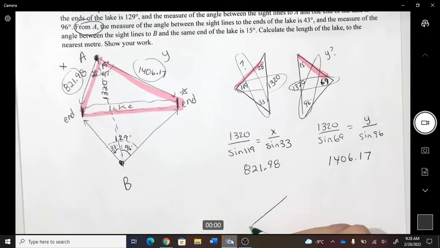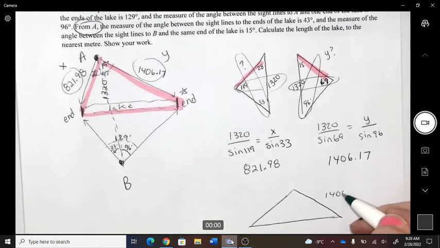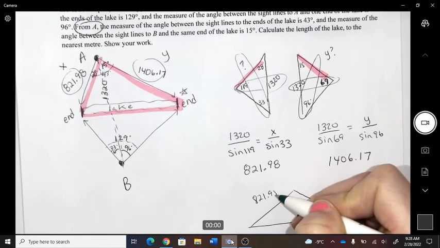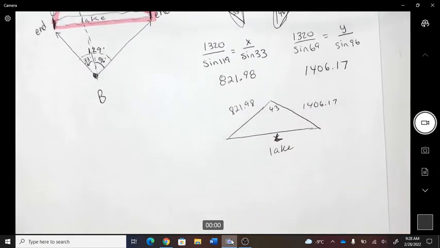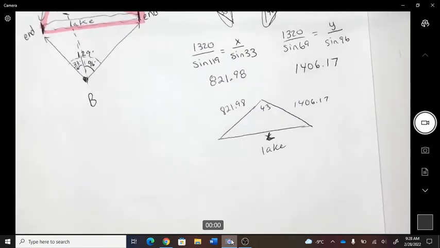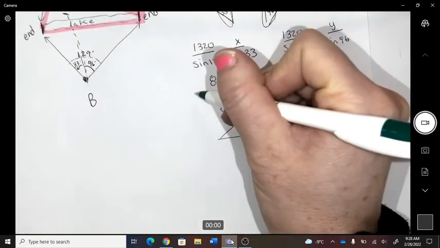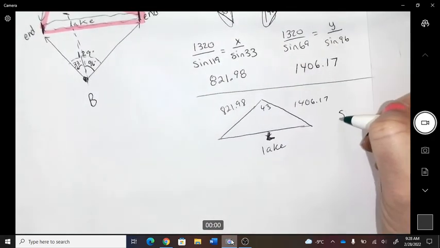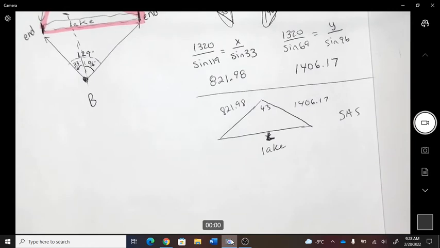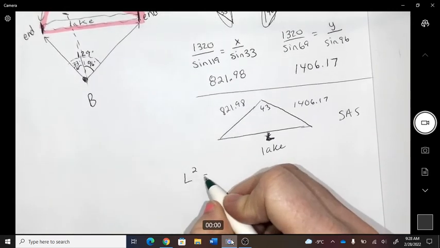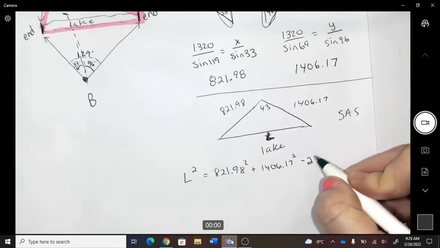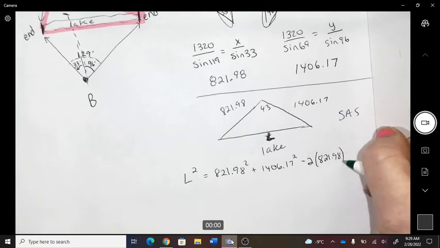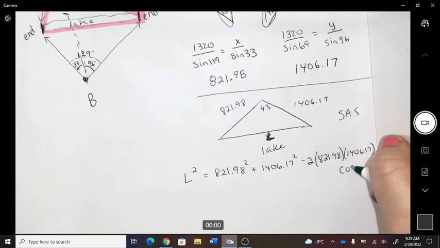Okay, now we're at a spot where we can get the lake. So if I just simplify this for you, now I have a triangle that looks like this. You see it? Now I can get the lake measure. So how can I get the lake measure? What kind of strategy will I use? So this is the SAS. So I can use cosine law now. Okay, so lake squared equals that side squared plus that side squared minus 2 of those times the cos of 43.